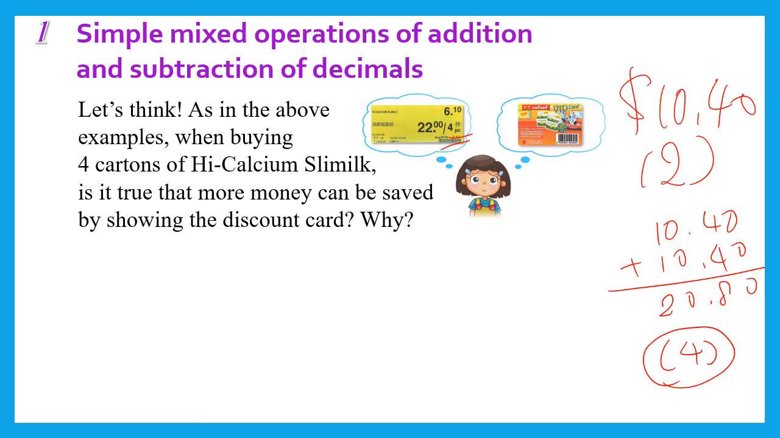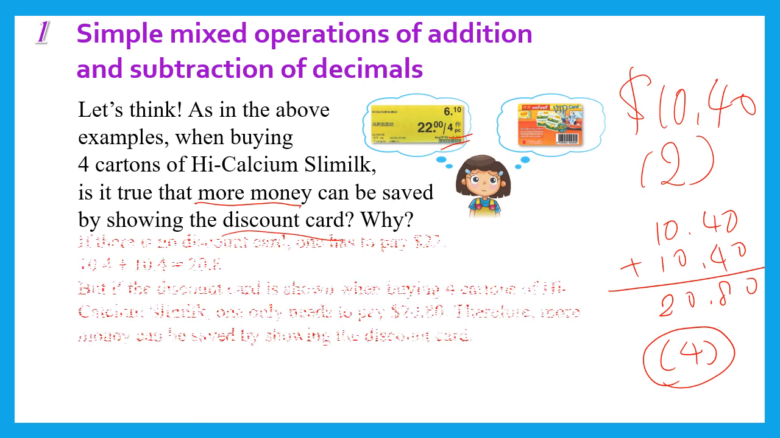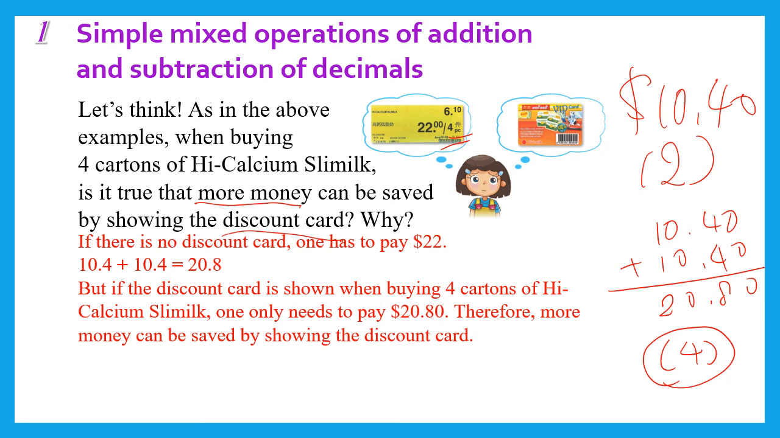Okay, so after you do the calculation, you compare the price here, and you find that it is true that more money can be saved by showing the discount card. If you don't have the discount card, you have to pay $22. If you have it, you only need to pay $20.80, so more money can be saved.